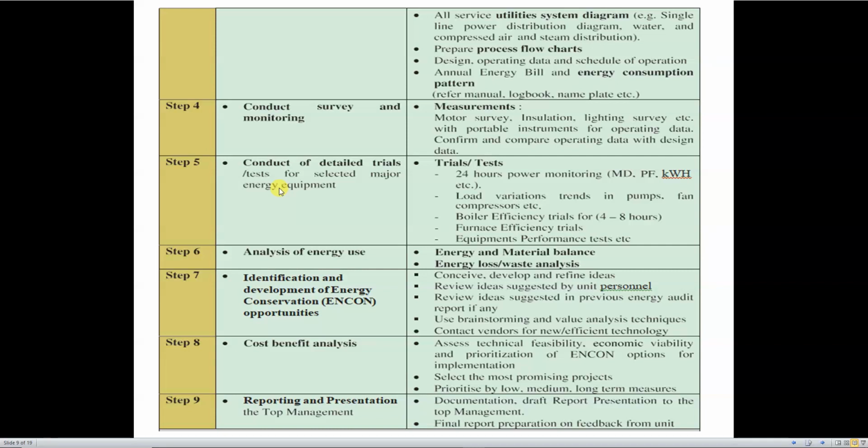For example, 24 hour, म्हणजे 24 तास power monitoring. Okay, suppose if you are going to conduct an audit on a particular furnace industry or a steam power industry, in that case, in order to find out the detailed energy consumption, we have to run it for 24 hours. Okay, 24 hours मध्ये किती पॉवर मॉनिटर करायचं आपल्याला.